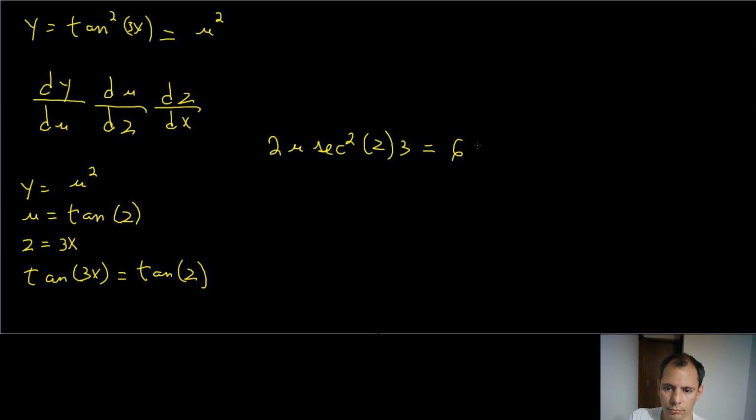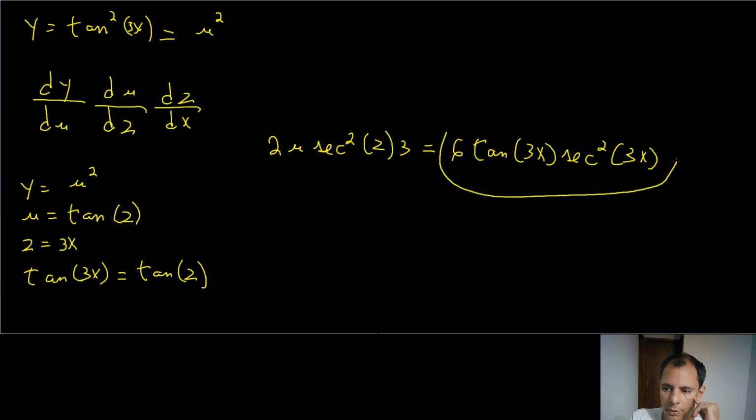So you want to do 6u, which is the tangent, but the tangent of what? Of z, and z is 3x. Okay, so you already took care of this. The 6 comes from 2 times 3, so you got u here. Now you got the secant squared of z. What is z? 3x. So this is the entire differentiation right here.